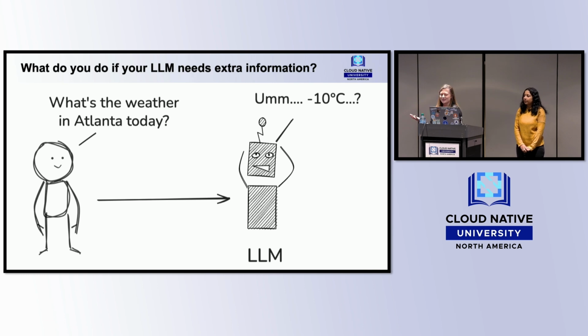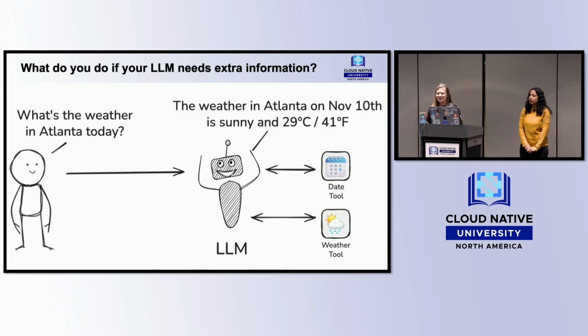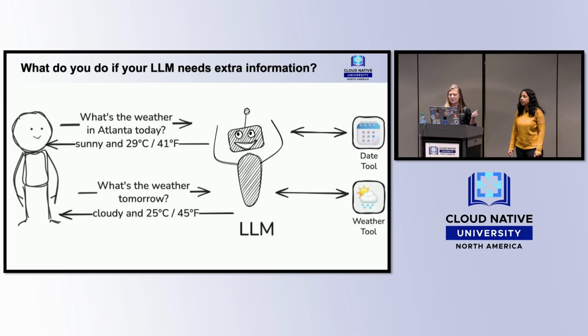So the way we solve this problem is with tools. I can ask my LLM what the weather in Atlanta is today, and it has access to, like, a date tool and a weather tool. It uses those tools to add extra information to the data it already has available and gives me an answer that's actually correct. So this is great, but you might want to keep asking the LLM questions.